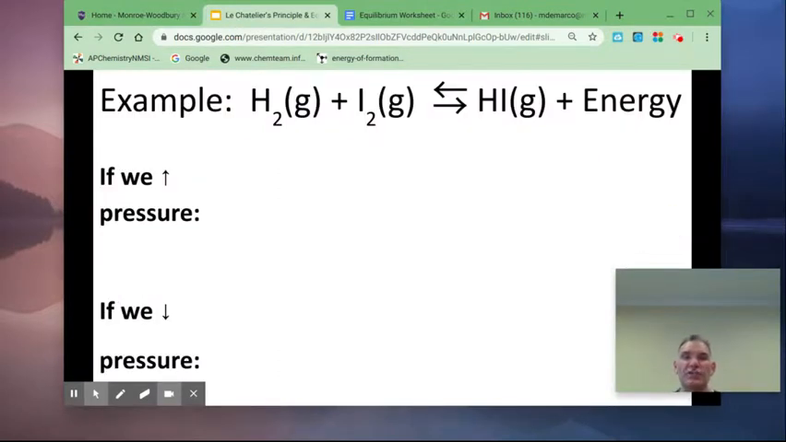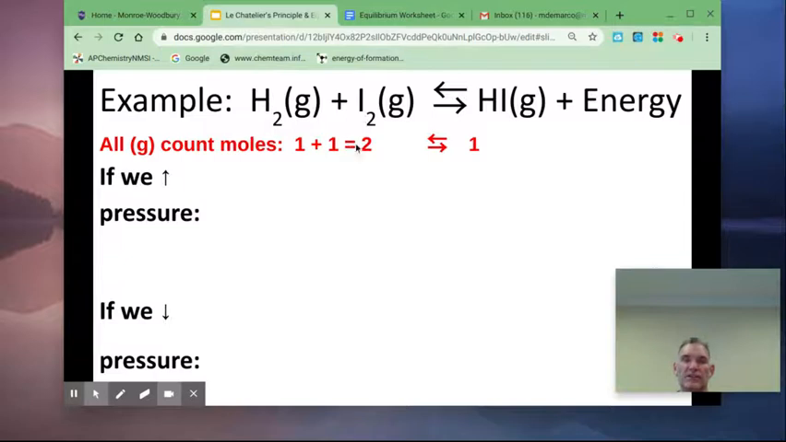Here I have H2 plus I2 gives you HI and energy. And it makes sense. Making a bond, releasing energy, it's at equilibrium. So the first thing I want to do here, because I'm talking about pressure, is add up the sides. So remember, the mole is the coefficient. So on this side, there's 1 mole of H2 and 1 mole of I2. So 1 plus 1 is 2. On this side of the reaction, my products, I have 1 HI. So there's 2 moles on the left and 1 on the right. We do not count energy.